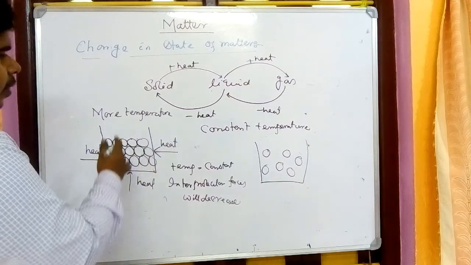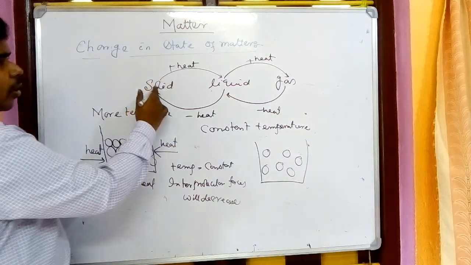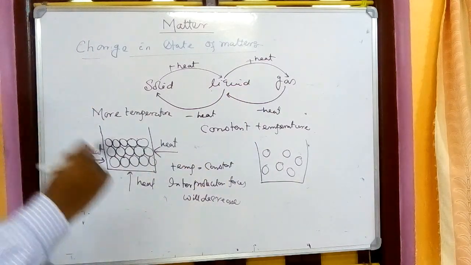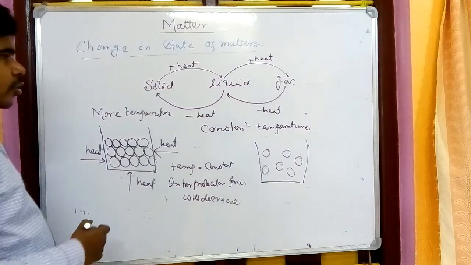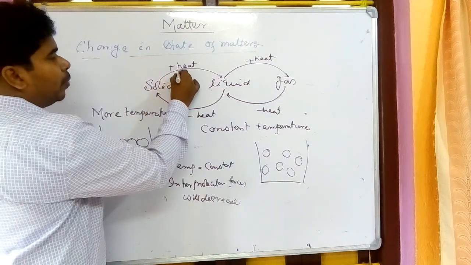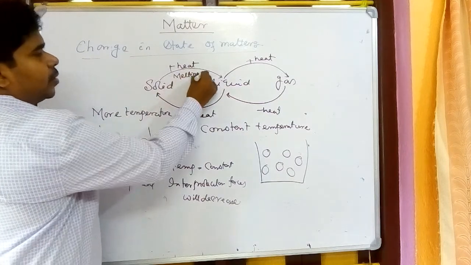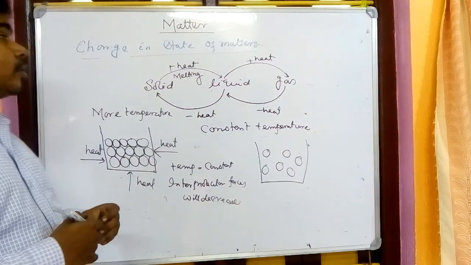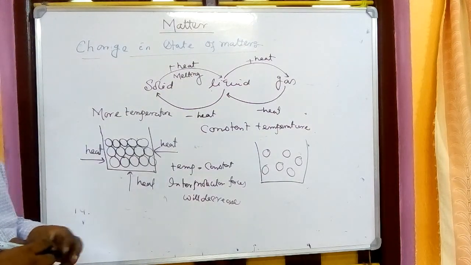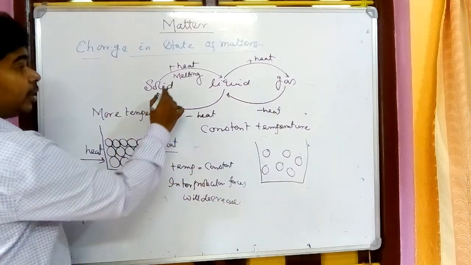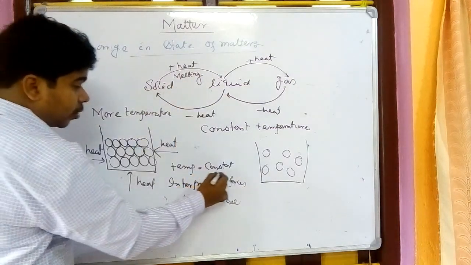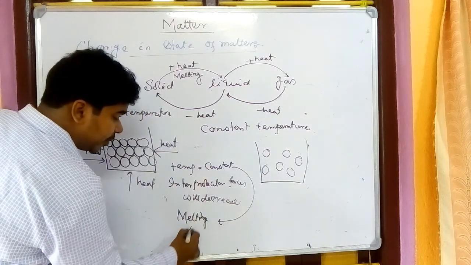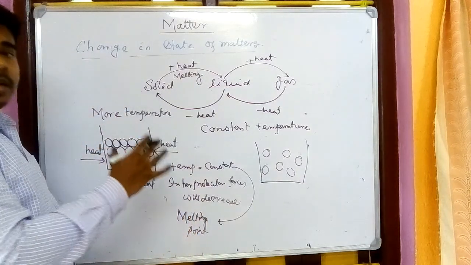And here we have seen the change of state occurs from solid to liquid. This solid to liquid state changing is known as melting. You are quite familiar with the term; it is not a new term for you. And the constant temperature at which melting occurs is known as the melting point. Don't panic, I'll give an example for it.